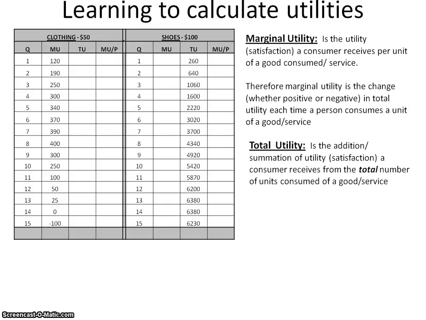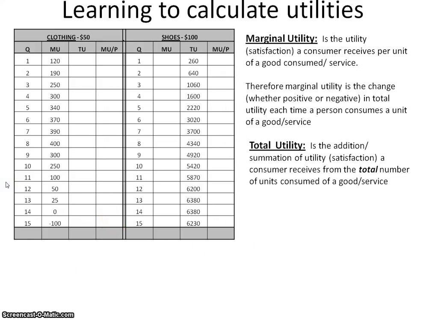Now, in this particular example, what we have here is clothing on this side, and then we have shoes. The price of clothing is 50, while the price of shoes is 100. And what we're simply going to look at is calculating the total utility for clothing. We're going to learn to calculate the total utility, and then we're going to learn to calculate marginal utility for shoes. We're going to leave out this particular column here, which is MU over P, and I'm going to explain all of these variables for you.